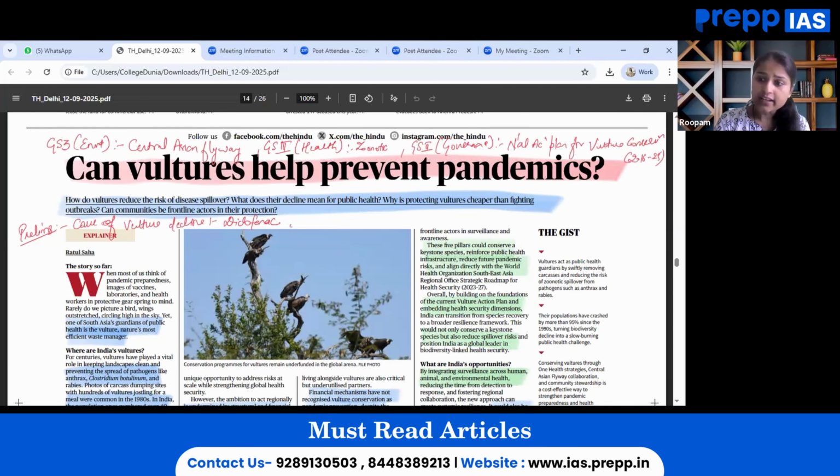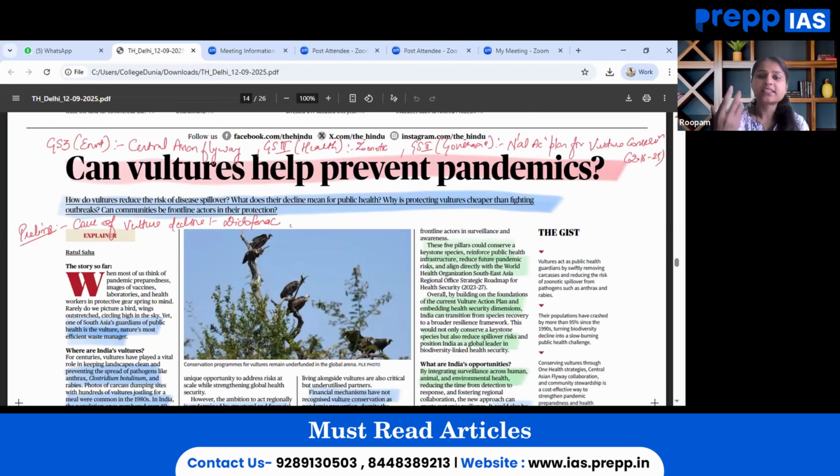Afterwards, GS paper 2 as well, wherein governance under the theme National Action Plan for Vulture Conservation, which was launched in 2016. How this has been effective so far. So in this manner, this particular article is to be seen. From prelims perspective, we need to know what is the cause of decline of the vulture population in India. Then what are the migratory routes that vultures have? For instance, the Central Asian flyway that has been talked about in this particular article. The diseases linked with them can also be analyzed.